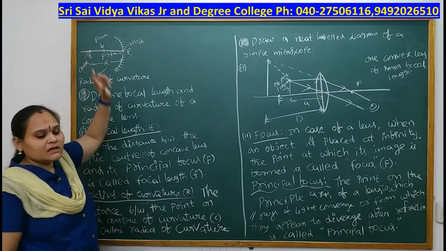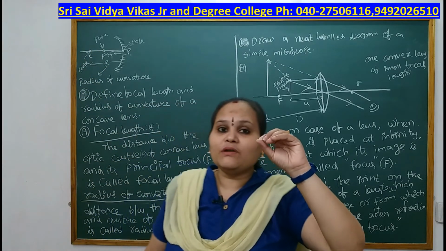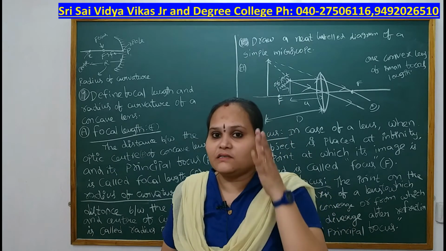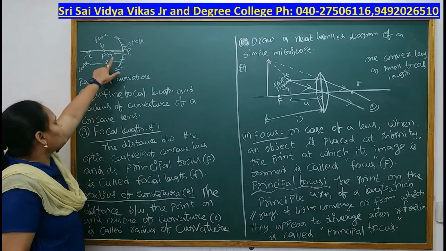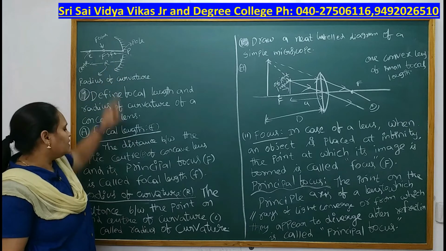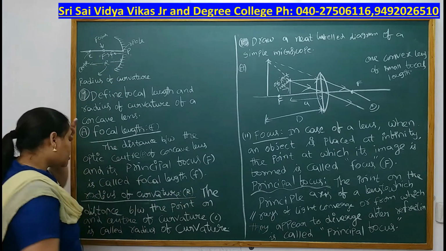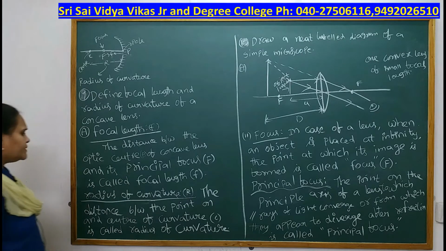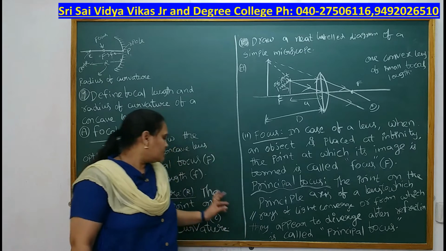What is focus? The object is placed at infinity, but the clear image will be observed at a certain distance. That point is nothing but the focus. So the distance between the optic center P and the focus F is called the focal length. The principal focus is denoted with capital F and the focal length with small f.